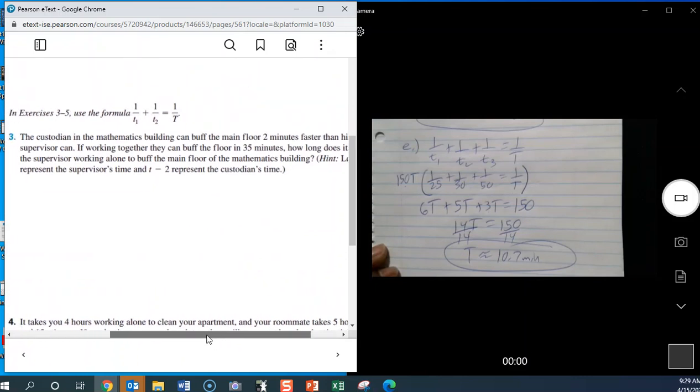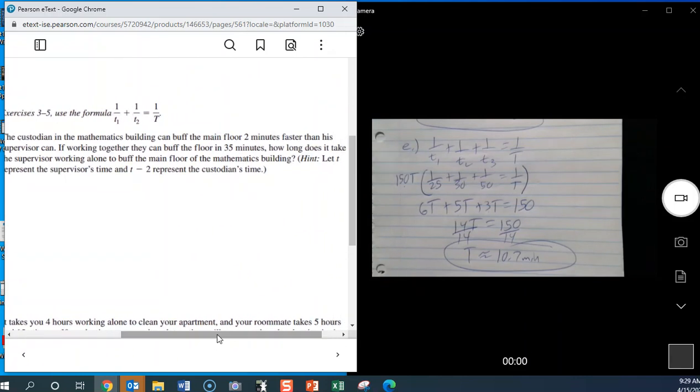It looked like the same formula. It says the custodian of the mathematics building can buff the main floor 2 minutes faster than his supervisor can. If working together they could buff the floor in 35 minutes, how long does it take the supervisor working alone to buff the main floor of the mathematics building? And it says, hint, let T represent the supervisor's time and T minus 2 represent the custodian's time. Okay.